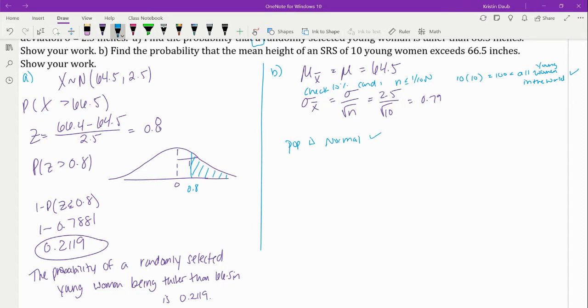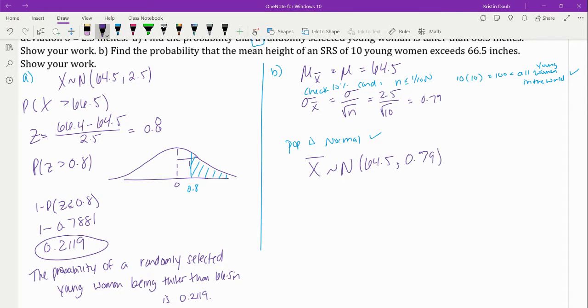So I can assume that my sampling distribution is going to be normal as well. So let's take this same x, my distribution. I know that it's going to be distributed normally. However, this is not x anymore. Now I'm talking about the mean. The average of all of my x values is distributed normally. The mean of my x bar is 64.5, and we did calculate a new standard deviation, 0.79.